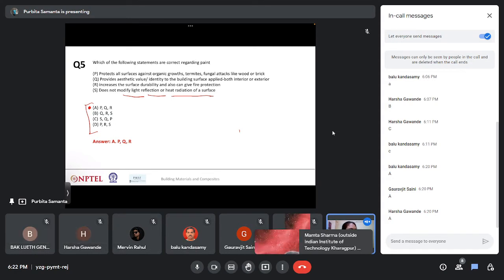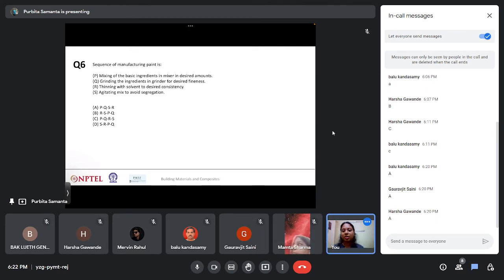Okay, so that was quite a simple question. Now coming to the sixth question. Once again, it is a very simple one, where you just need to say what is the sequence of manufacturing paint. So the first statement is about mixing the basic ingredients. The next is about grinding the ingredients into required fineness. Then it's about adding thinners, that is adding solvents. And the fourth statement is agitating the mix.